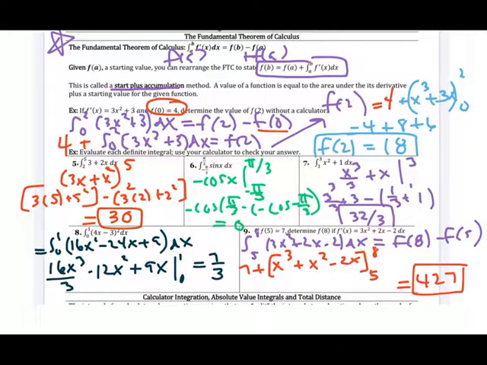So there's some good practice integrating with bounds by the fundamental theorem of calculus and also using the start plus accumulation method. Now let's look at some more specific cases involving absolute value and total distance.